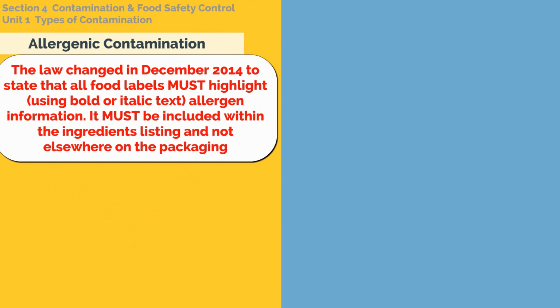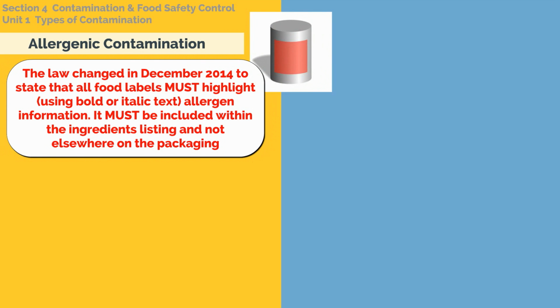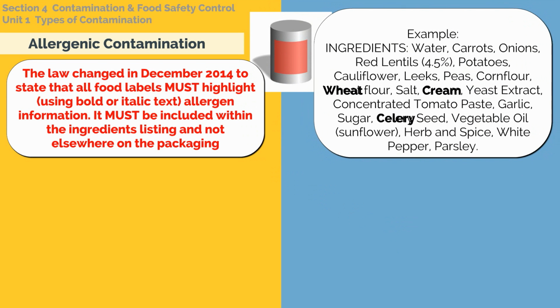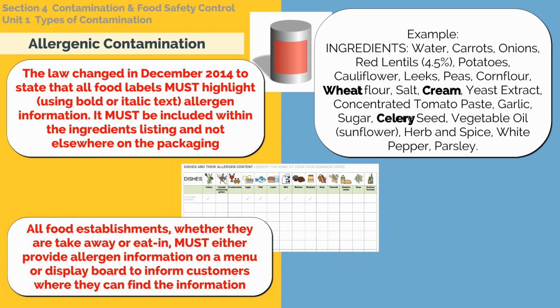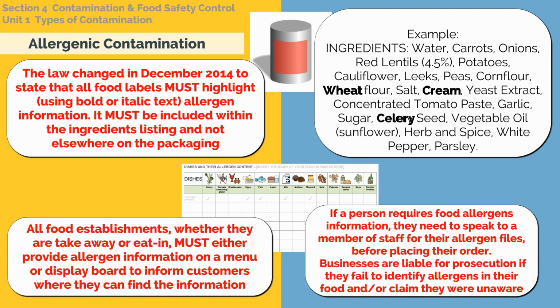The law changed in December 2014 to state that all food labels must highlight, using bold or italic text, allergen information. It must be included within the ingredients listing and not elsewhere on the packaging. As you can see from the example from a tin of soup, the label clearly identifies the possible allergens in the ingredients. All food establishments, whether they are takeaway or eat-in, must either provide allergen information on a menu or display board to inform customers where they can find the information.